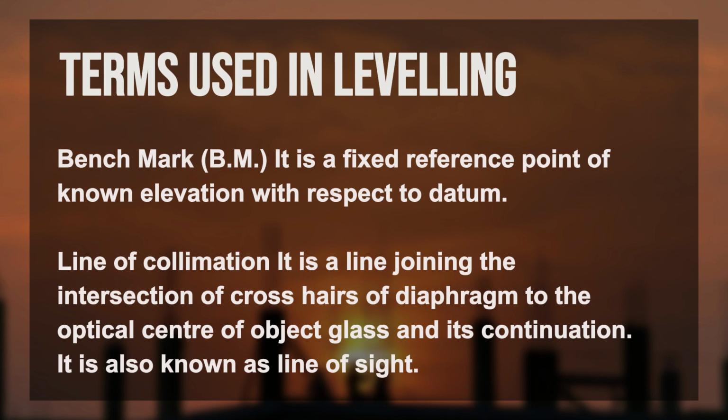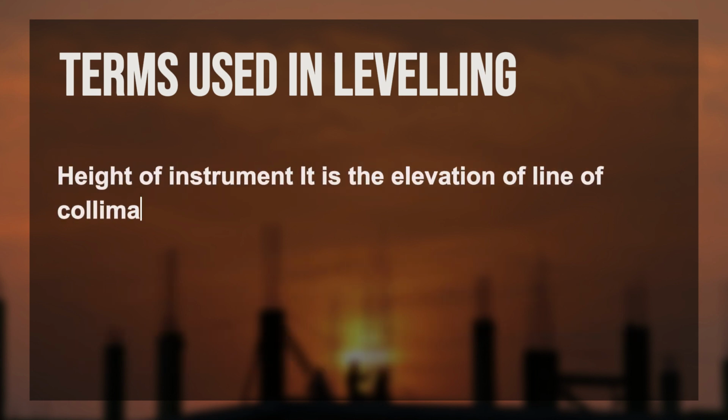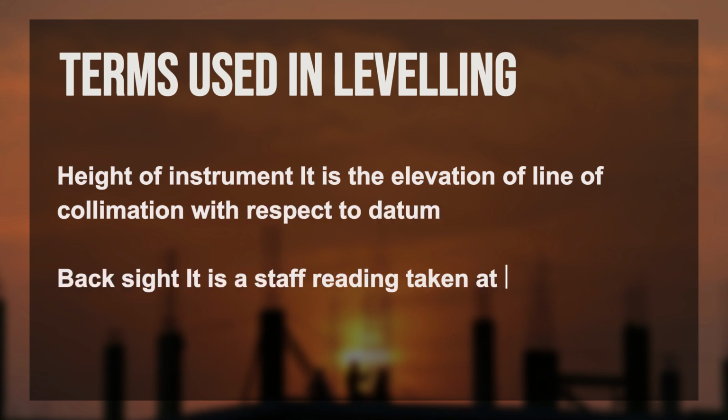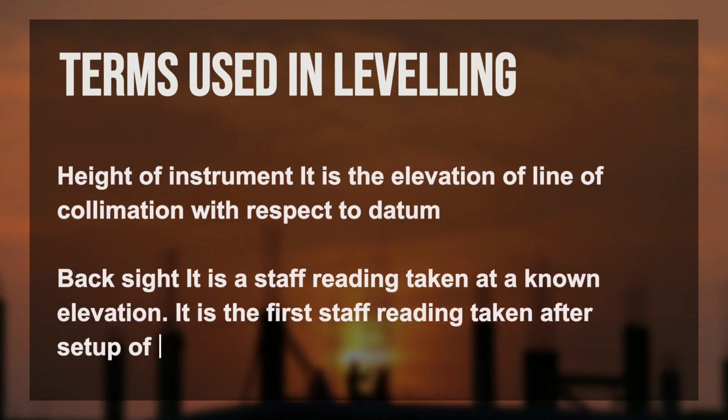Next, line of collimation. It is a line joining the intersection of the crosshairs of the diaphragm to the optical center of the object glass and its continuation. It is also known as the line of sight. So, line of collimation and line of sight are one and the same thing. Height of instrument. It is the elevation of the line of collimation with respect to the datum. If we want to know the height of the instrument, it is with respect to the datum at what level the instrument is placed.